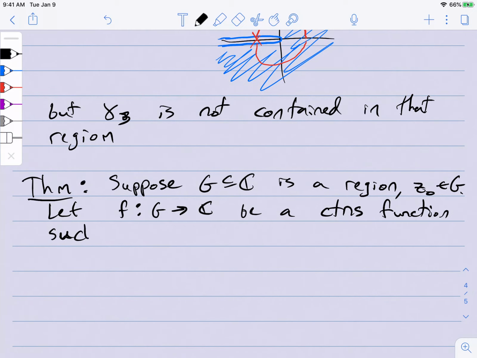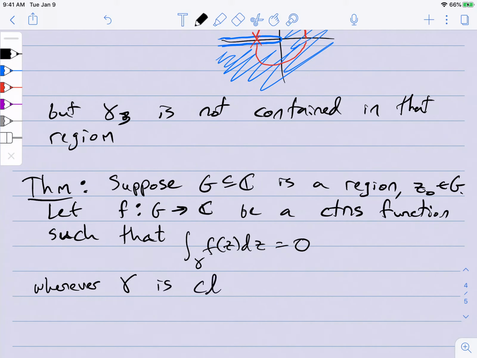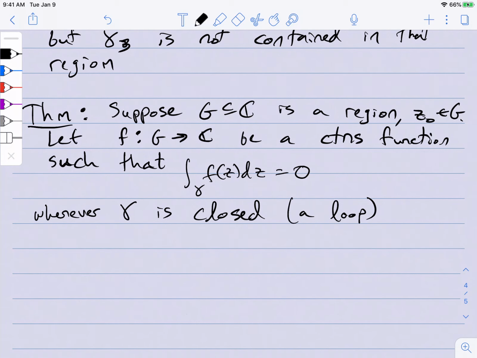And there's this technical condition, this extra condition that we're going to require for this theorem to hold, such that the integral of f is always equal to 0 on any path gamma whenever gamma is closed. In other words, whenever its starting and ending point are the same. So whenever gamma is a closed smooth path.